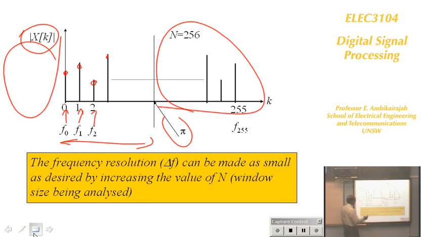The frequency resolution delta f can be made as small as desired by increasing the value of N. That's the window size being analyzed. So if you increase N, if you want a very small resolution, then you need to have a large window. A large window is not possible for a non-stationary signal. For a stationary signal like a sine waveform, it's all right.